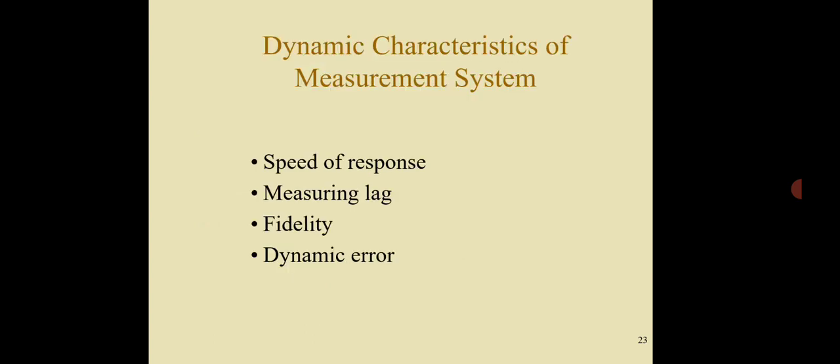Coming to our dynamic characteristics. When you go with the dynamic characteristics, we have 4 different types. One is speed of response. Next is measuring lag. The third one is fidelity, and the fourth one is dynamic error. These are the 4 different characteristics of dynamic characteristics, and the previous one was static characteristics.